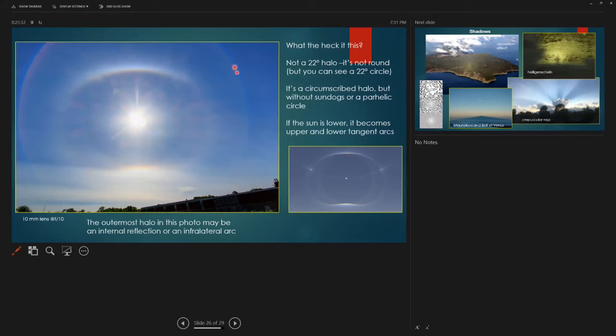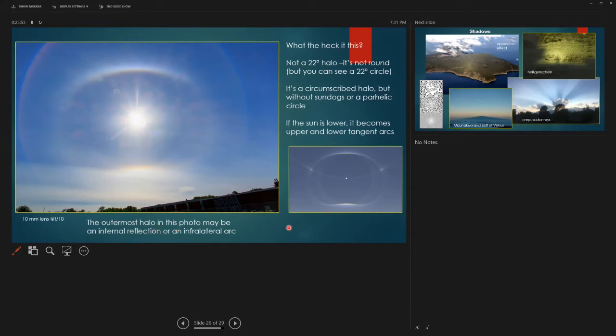Now, this outer halo, I'm still a bit mystified by it. What I have to do is go back with this lens and photograph the sun and see whether that halo reappears again, because it's either an infralateral arc or it's an internal reflection in the camera.